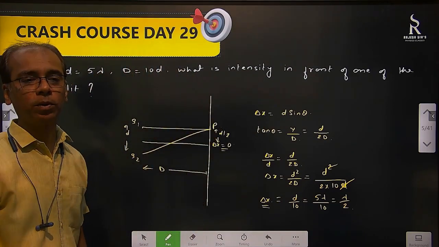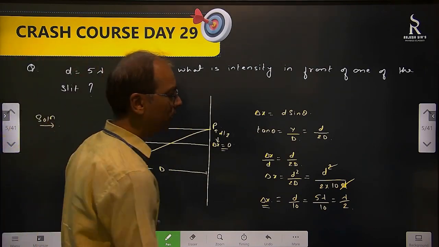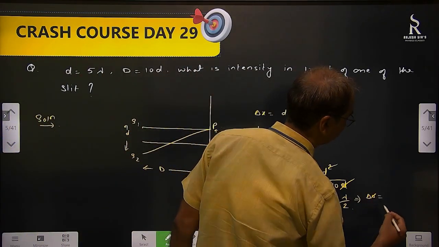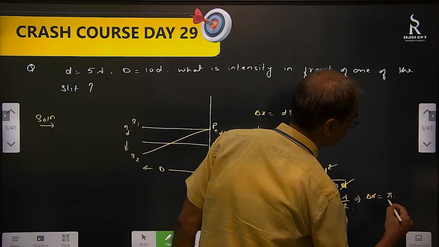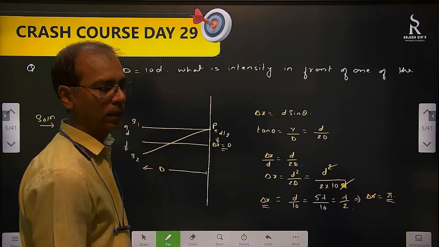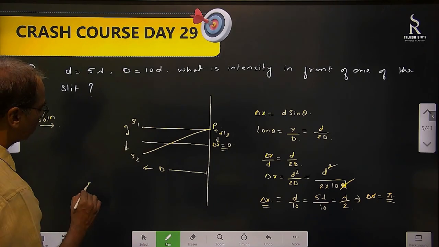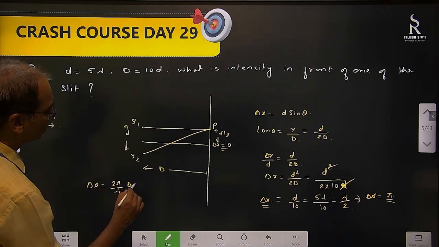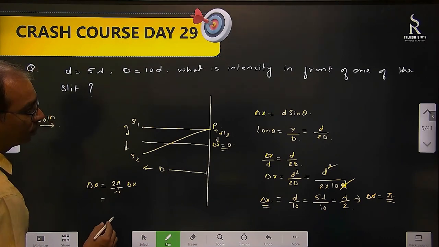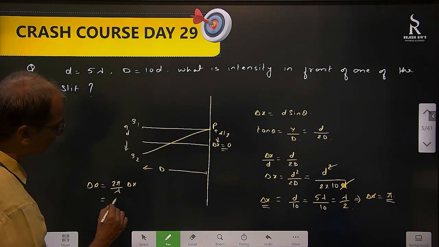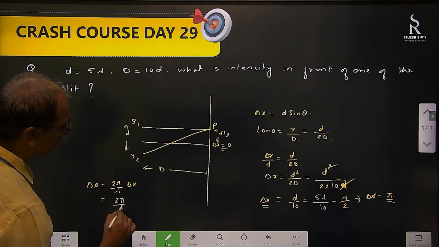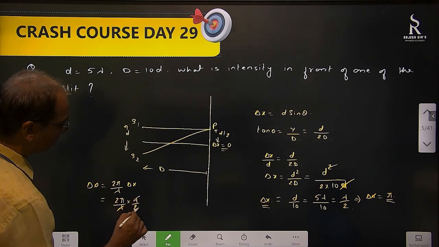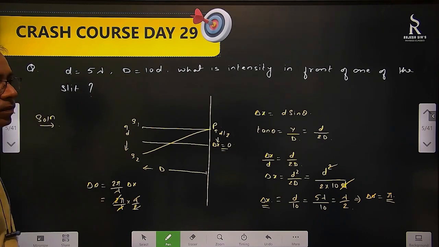So what is delta phi? Delta phi is pi. How? We know delta phi equals 2 pi by lambda into delta x. Check: 2 pi by lambda into lambda by 2 is pi only, correct. Delta phi is pi.